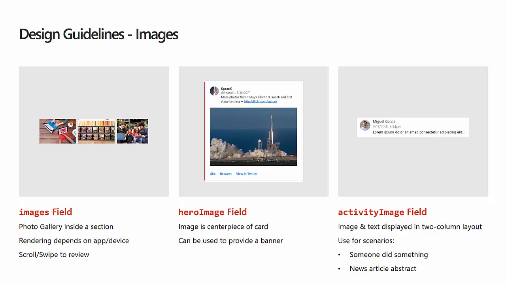There is also an activity image field, which renders very similar to what you would see in email clients. This activity image field shows in a little two-column layout that has the image as well as some text about it. You would typically use this to indicate a user profile image, or perhaps a logo to disguise a news article abstract.